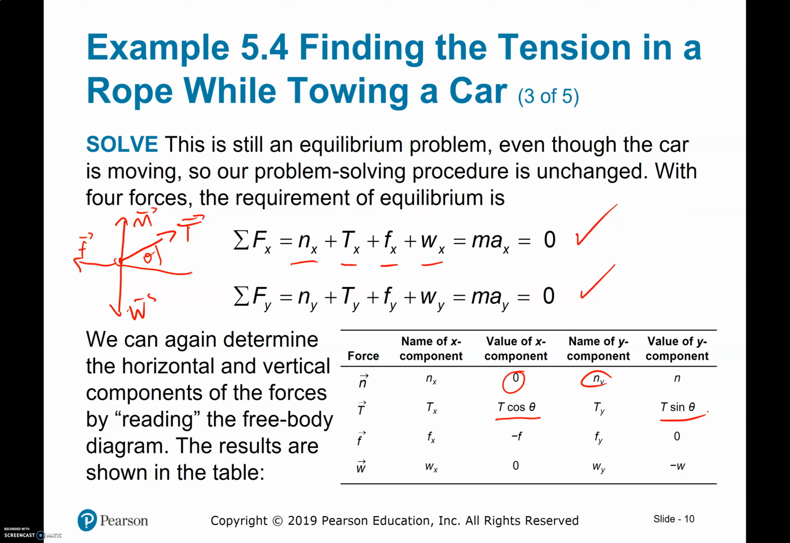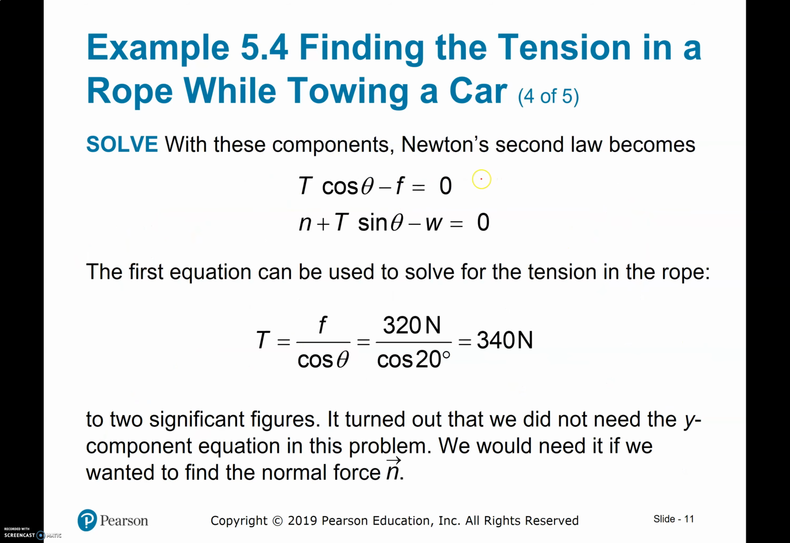The friction has only one component, which is in the x direction, minus F, and the weight has one component, in the y direction. So these two equations reduce to this. For the x component: T cosine theta minus the friction is equal to 0. And for the y component: normal plus T sine theta minus the weight is equal to 0.